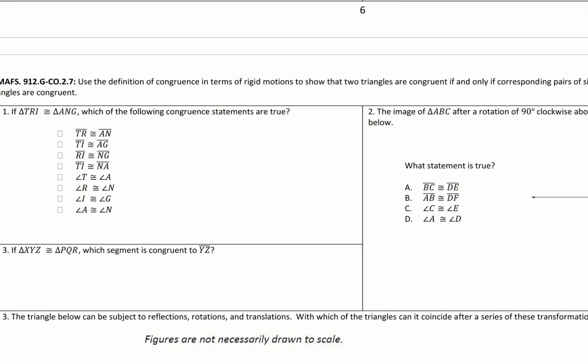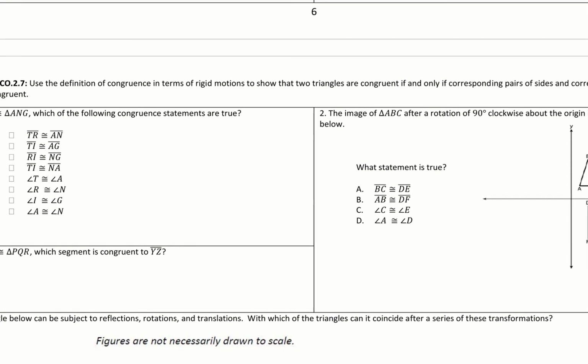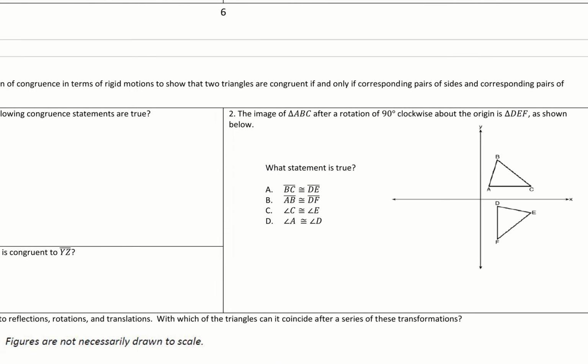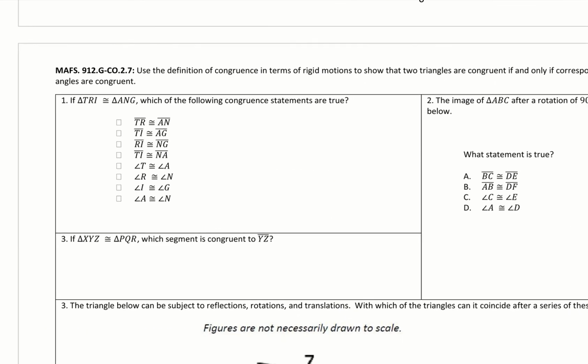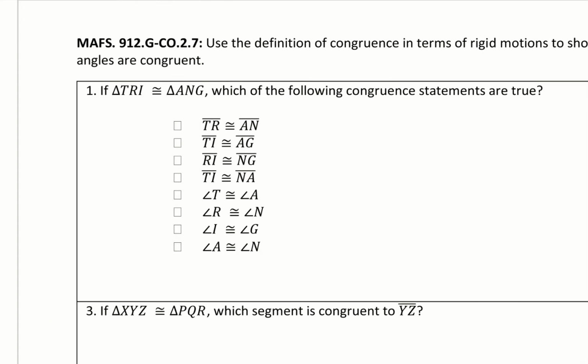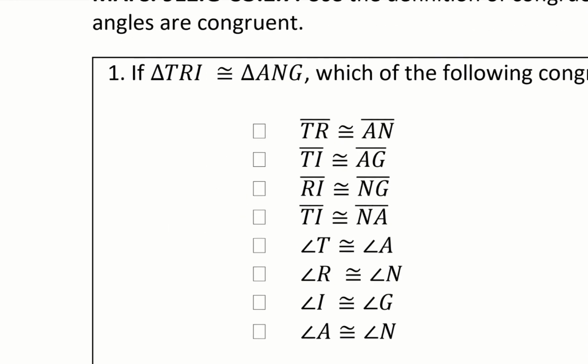Use the definition of congruence in terms of rigid motion to show that two triangles are congruent if the corresponding pairs and so on are congruent. All right, so those two triangles are congruent. That's what they said. Which of the following congruent statements are true? So if these are congruent, then that must mean that TR has to be congruent to AN.